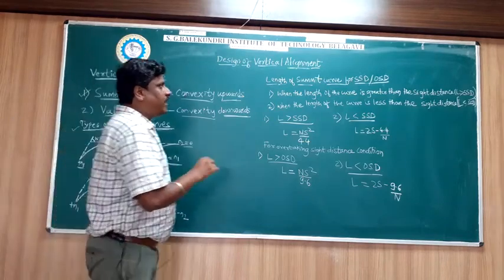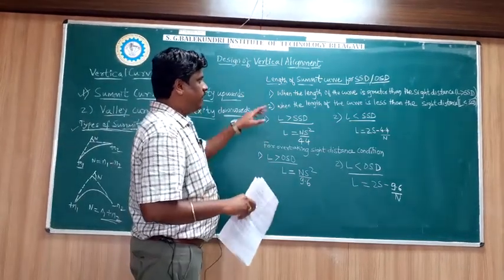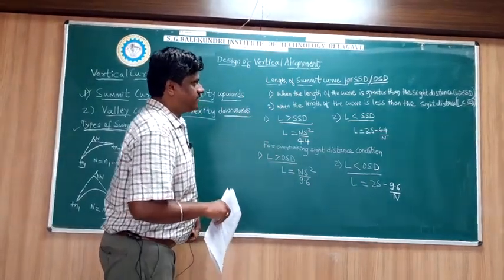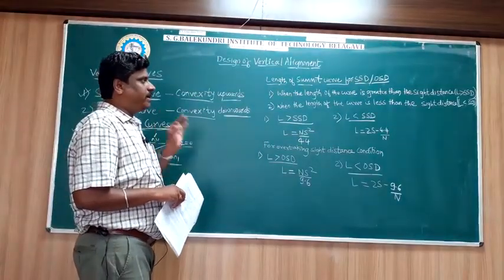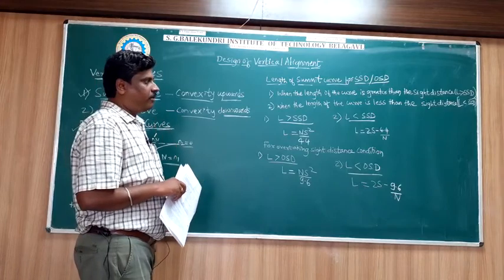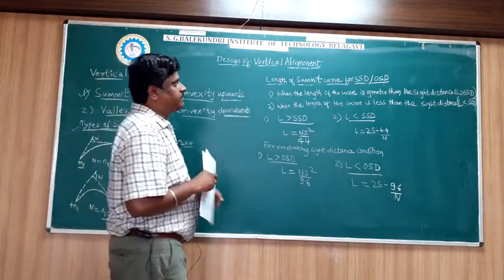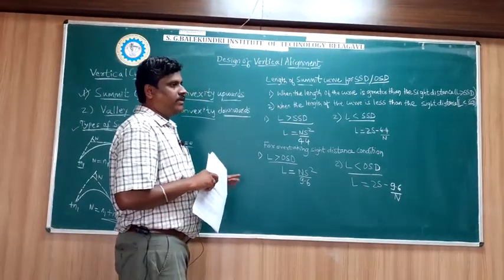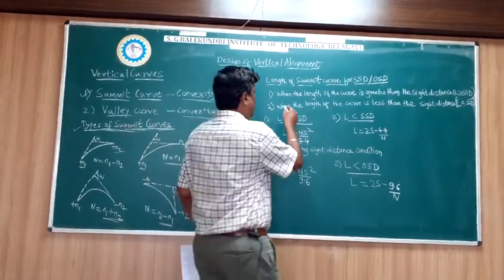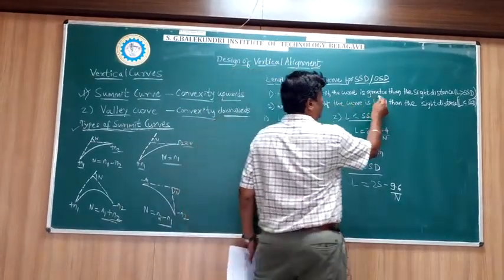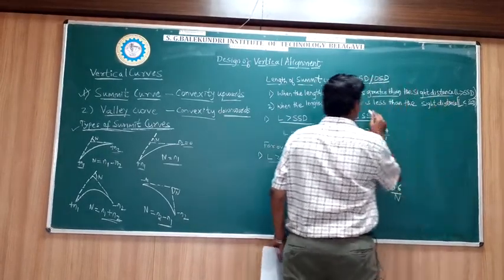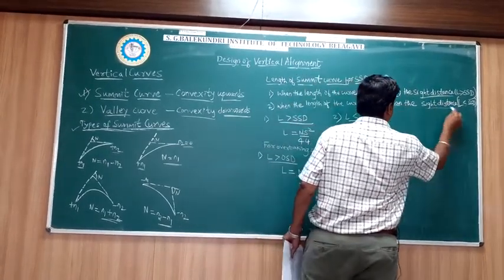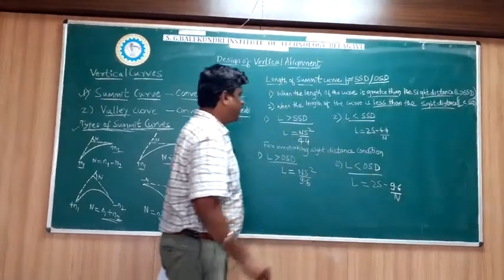Then what are the conditions to satisfy the length of the summit curve for the SSD and OSD? SSD and OSD are very important concepts when you go with the provision of the geometry of the road. You have to check especially what the SSD and OSD are on the curves. Here the conditions are when the length of the curve is greater than the sight distance and less than the sight distance. Two formulas have been given.